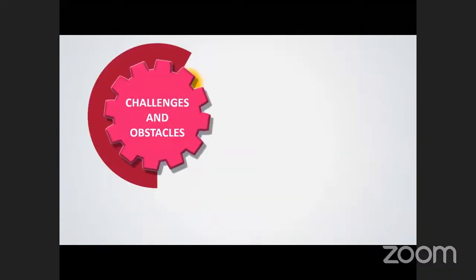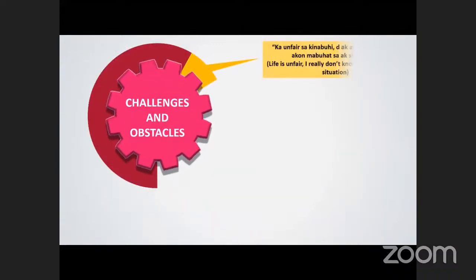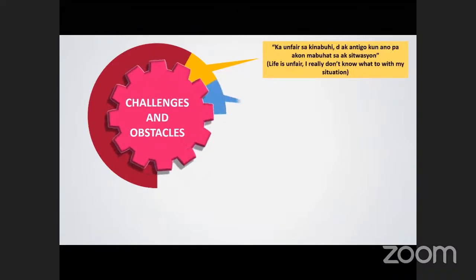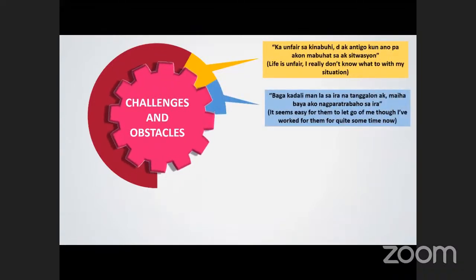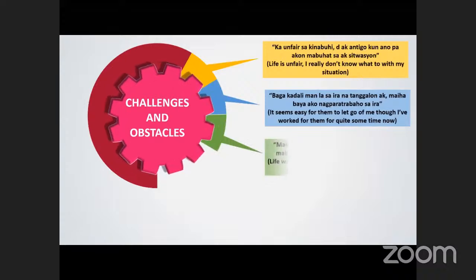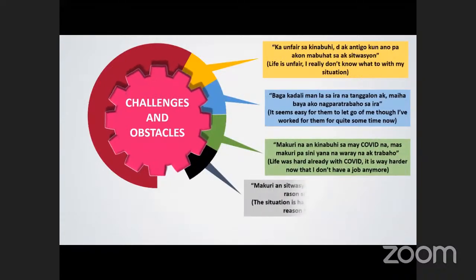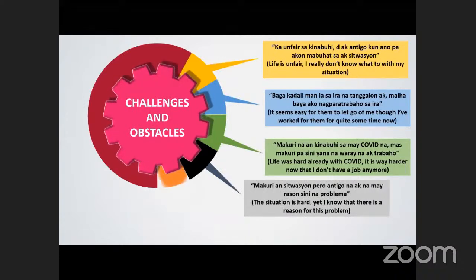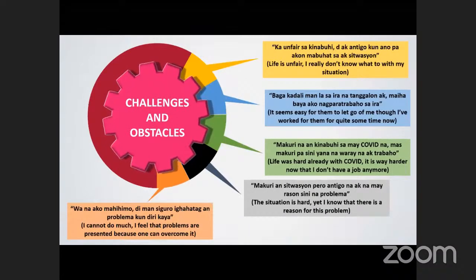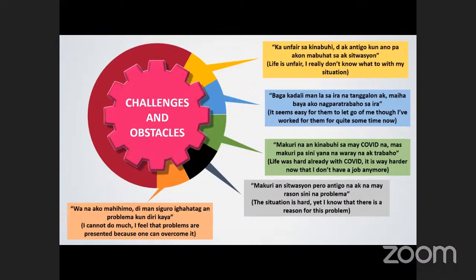For the challenges and obstacles, they were supported by the following statements. Life is unfair. I really don't know what to do with my situation. It seems easy for them to let go of me, though I've worked for them for quite some time now. Life was already hard with COVID-19. It was way harder now that I don't have a job anymore.